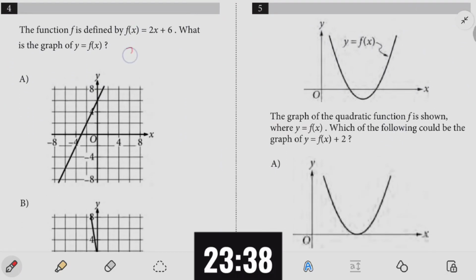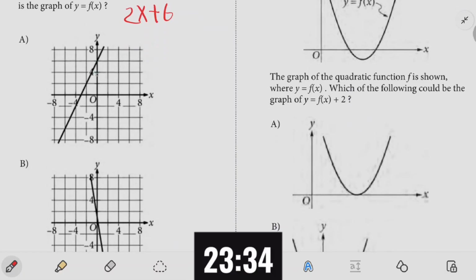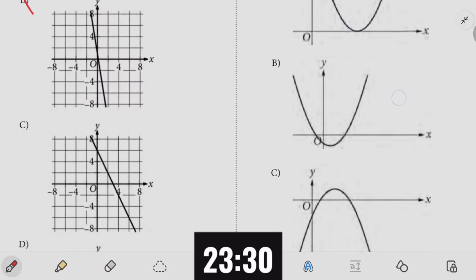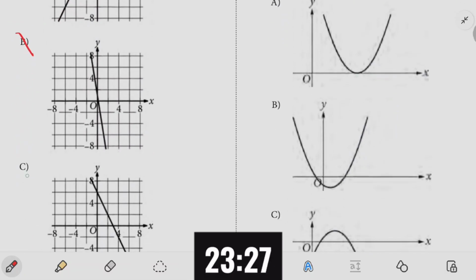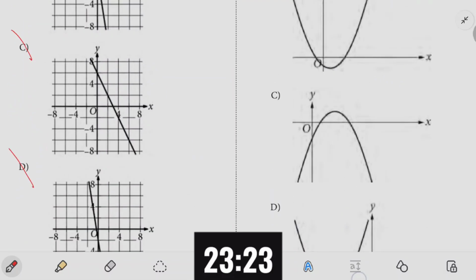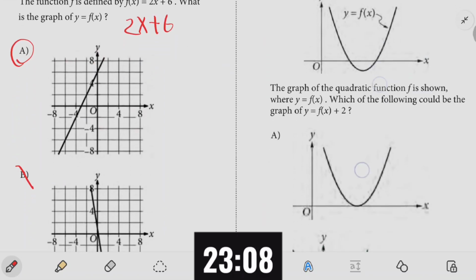A function is defined as 2x plus 6. What is the graph? Okay, this looks like a little easier section for some reason. We know the y-intercept is 6. It looks like 2 intervals. This one can be it. This one can't be it. This one actually can't be it because it's a negative slope. And this one makes no sense. Yeah, so it has to be this one. Hold on. Rise of 4 over run of 2. Yeah. That's 2. This is the answer, because it's a 6 y-intercept and then a slope of 2.